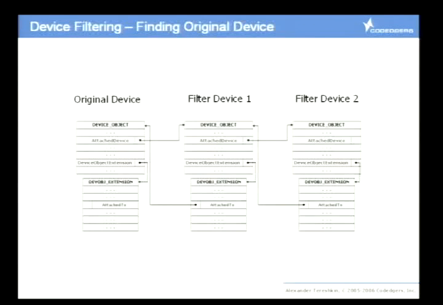So the rootkit may find the original device to prevent the firewall from catching it. To do this, it may walk the filter device chain backwards. It may do it by using an undocumented field named AttachedTo. This field is located in the device extension structure. When this field is null, it means that this device is original and it's not a filter device.